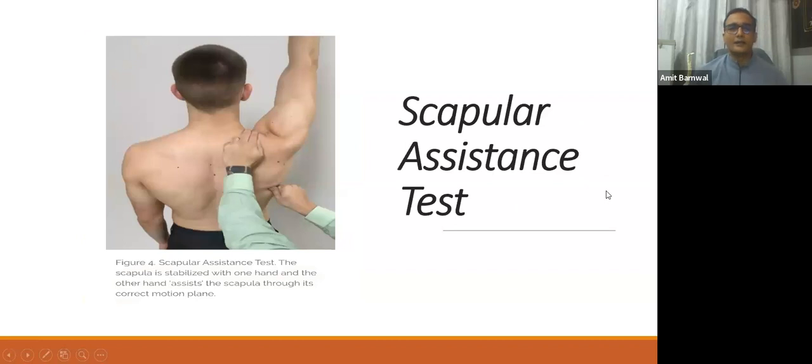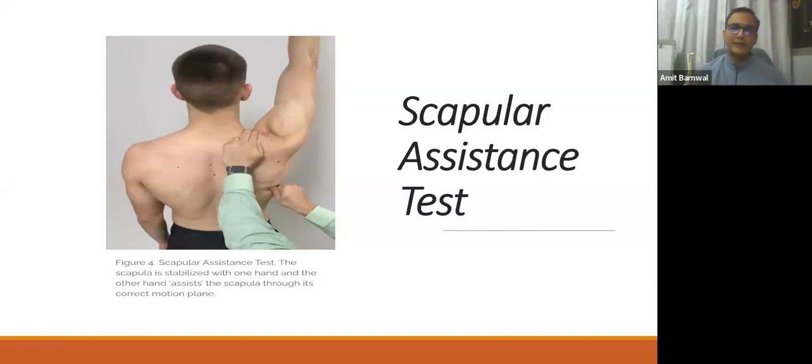There is another test, the scapular assistance test. In this test, the patient complains of restricted elevation of the arm or painful elevation. We stabilize the superior part of the scapula and have a pincer grip on the medial inferior angle of the scapula, and we assess the elevation of the arm. Like in glenohumeral rhythm, we have a combination of glenohumeral and scapulothoracic motion, and we assess this movement.